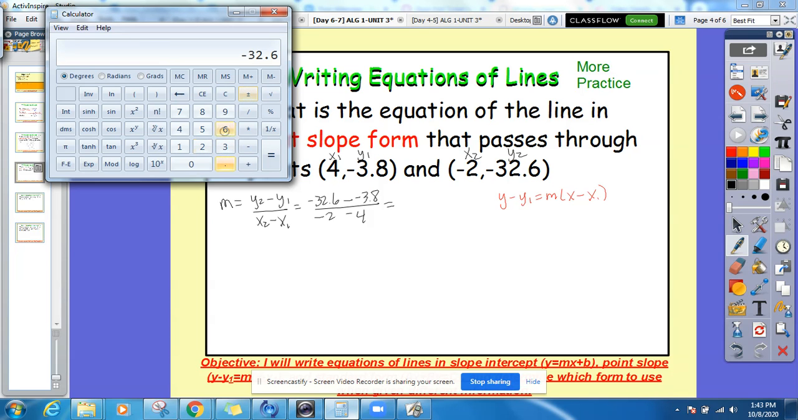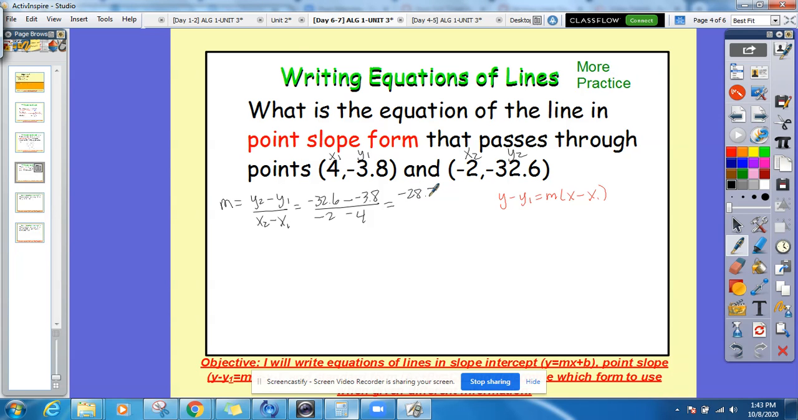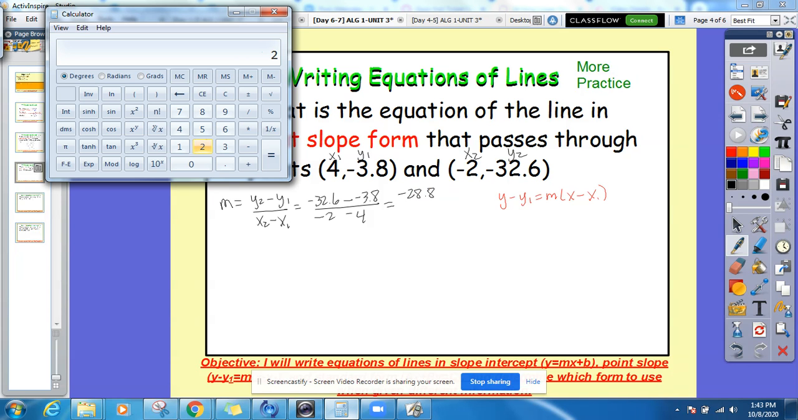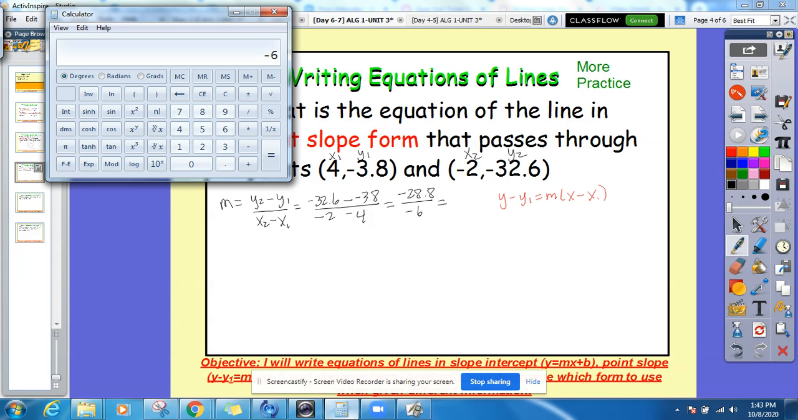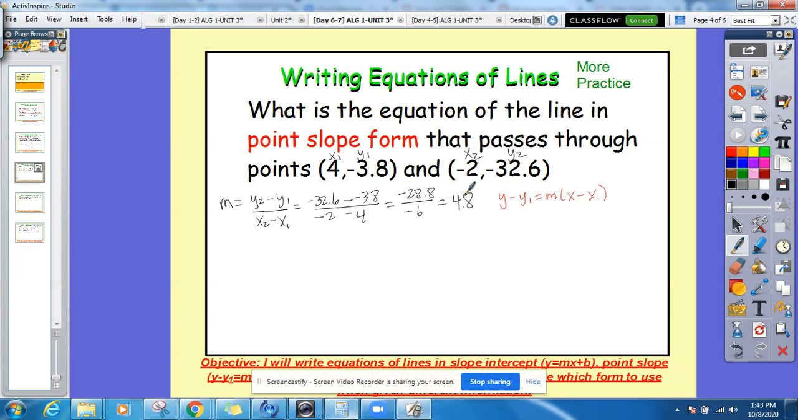Negative 32.6 minus a negative 3.8 is negative 28.8. And then negative 2 minus 4 is negative 6. I don't know that off the top of my head, so again, I'm going to use my calculator. Negative 28.8 divided by negative 6, we get 4.8. So we had to do a little bit of math, but we were able to find our slope. This is our slope, right? So our slope is 4.8 using our slope equation.